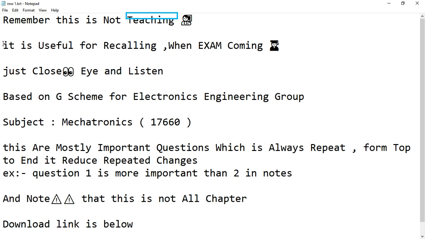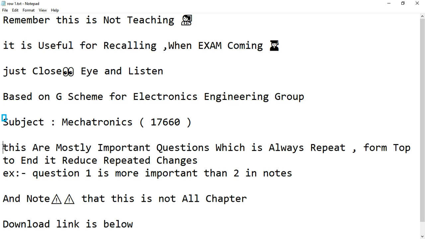Remember, this is not teaching, teacher. It is useful for recalling when exams are coming, student. Just close your eyes and listen. Based on the G scheme for Electronics Engineering Group. Subject: Mechatronics.